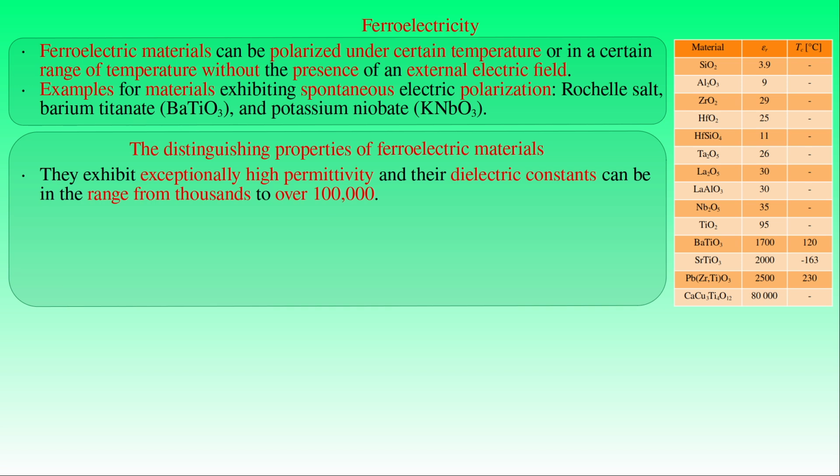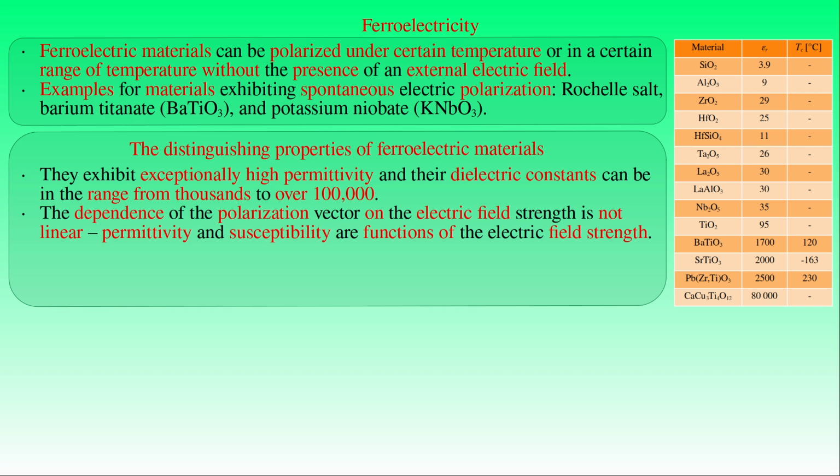In the third column of the table we display the Curie temperatures of the different ferroelectric materials, which we will discuss later. In the case of ferroelectric materials the dependence of the polarization vector on the electric field strength is not linear. Unlike the majority of dielectric materials, their relative permittivity and electric susceptibility are not constant but functions of the electric field strength.